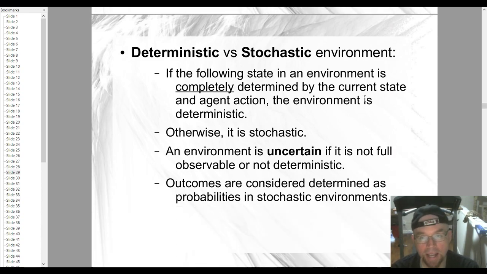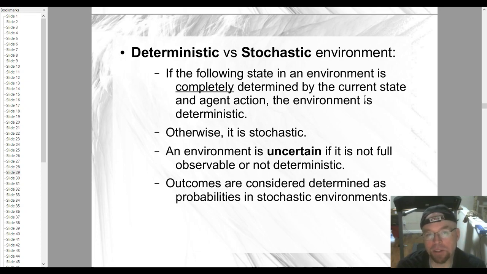Deterministic versus stochastic. If the agent's in a state and it makes a decision and takes an action, and the resulting state is based purely on the state plus the action, that's deterministic. In other words, there's no chance there. If there's no chance, then it is deterministic. Otherwise, it's known as stochastic.